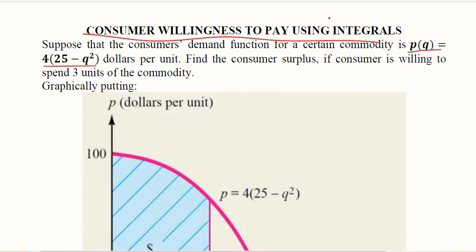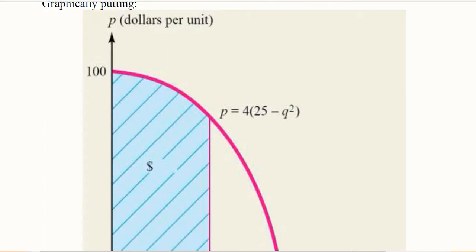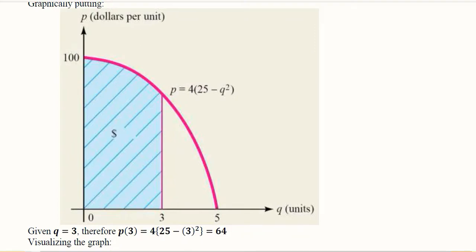This is the inverse demand function that is given, where P is a function of Q. Precisely speaking, an inverse demand function is given, and we are to find out the consumer surplus. And we are also informed that the consumer willingness to pay is 3 units of the commodity, and using this information we can plot this graph like this. The Q variable is on the x-axis and the price variable is on the y-axis. This is the inverse demand function.